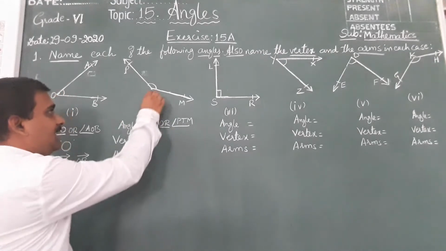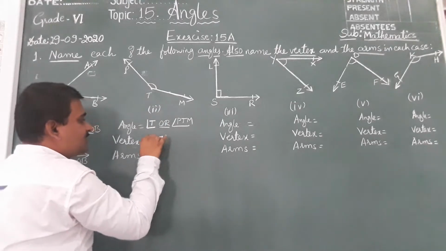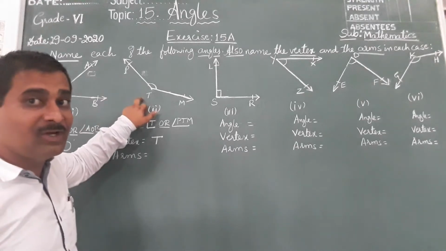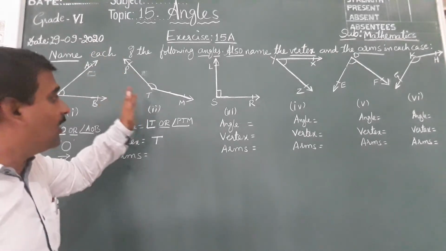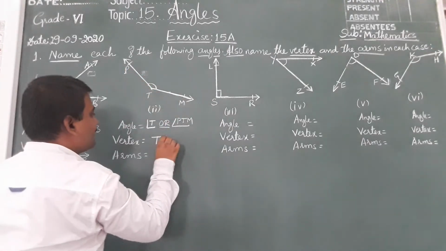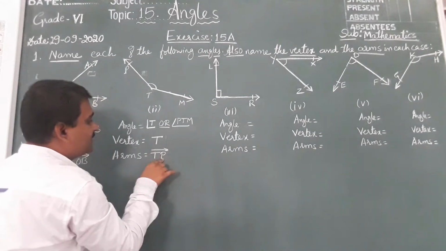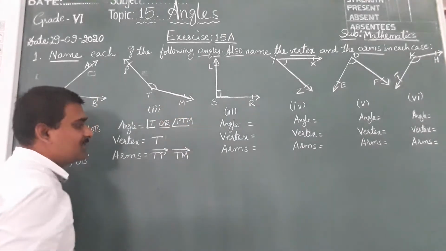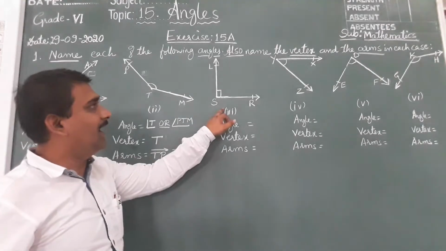Okay. Vertex, where 2 arms meet, the meeting point T. Point T is called vertex. Arms are, don't write PT, you will be wrong. From T to P, how the rays will go, no? How the ray is moving, in that direction we should write TP. Arms are TP, ray is moving towards P. Next TM, ray is moving towards M. TM, TP, comma TM.